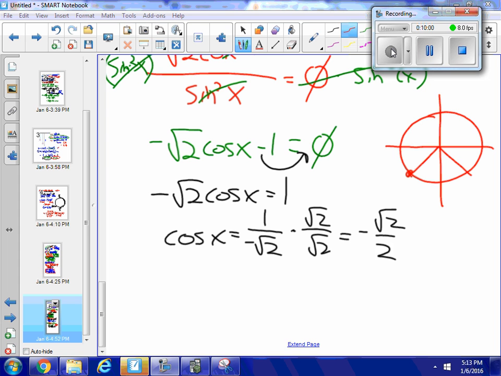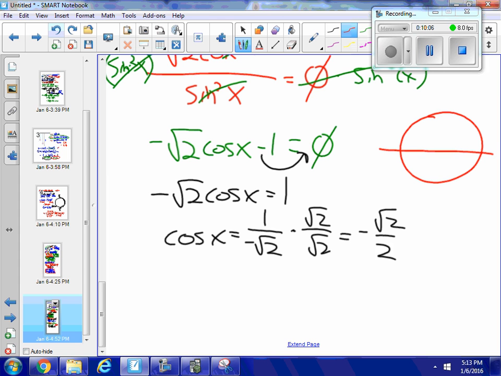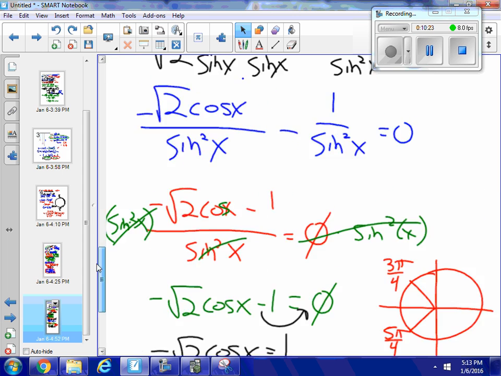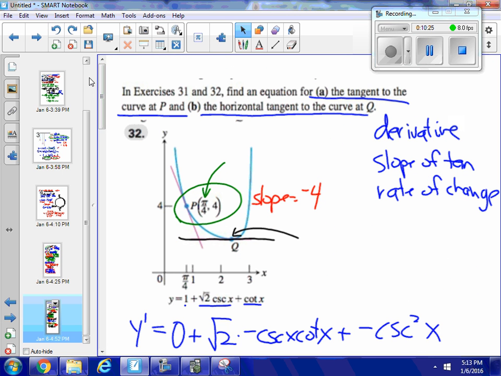Cosine x is equal to negative radical 2 over 2 right there. Oops, sorry, not that one. Get rid of that one. Whoops, let's get rid of both of them. Okay. It's equal to negative radical 2 over 2 right there and right there, at 3 pi over 4 and at 5 pi over 4. Well, which one is it? I think it's only one because my diagram, way back up here, only has one point. I'm looking at the point Q.